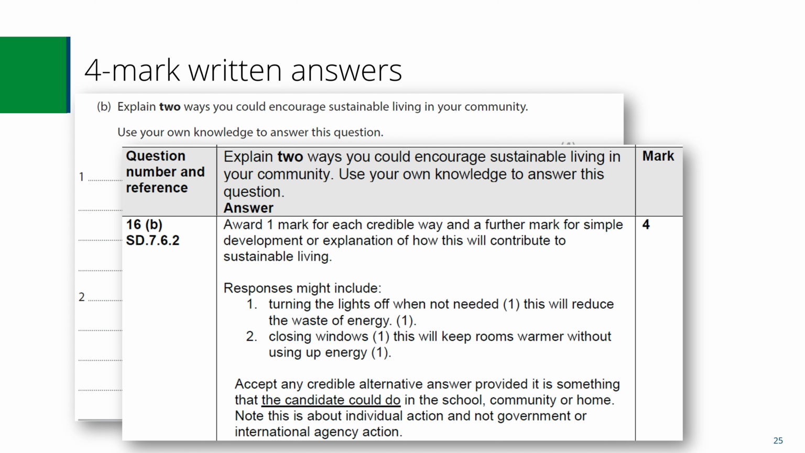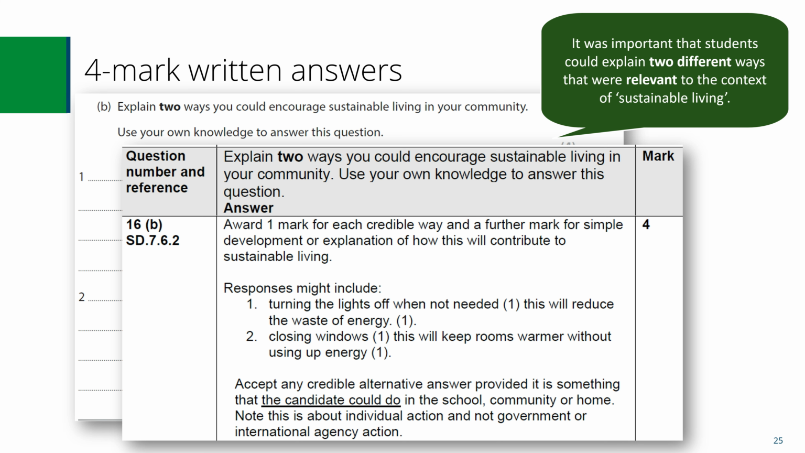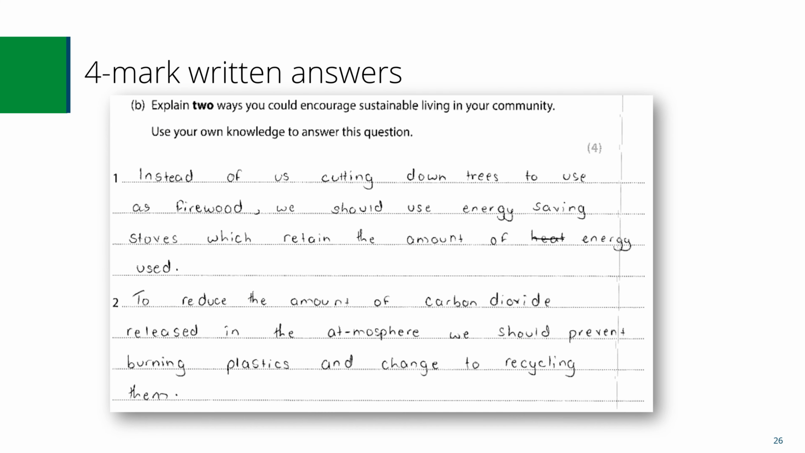Those types of ideas. It is important that this is something credible that the student could do in their school or community. We haven't asked for businesses, governments or international agency. This is focused on the student encouraging sustainable living in their own community. Have a read through this first answer, decide what marks you'd award. Press pause now and press play when you're ready for me to show the answer that was awarded.